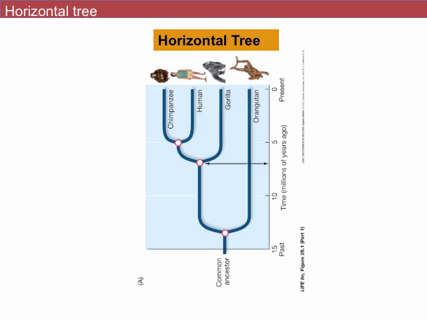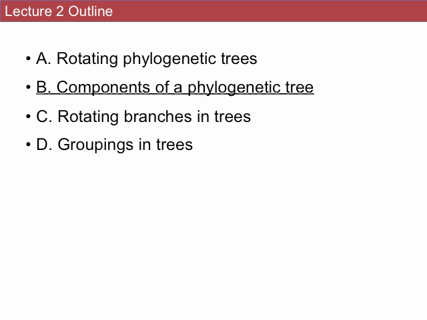And we're going to go back and forth in lecture. We might show you a vertical tree, a horizontal tree. We might show them back and forth for the same group of organisms. You have to be able to just rotate them in your head and understand what they mean. And what we're going to go through today is sort of other ways to think about the components of a tree.